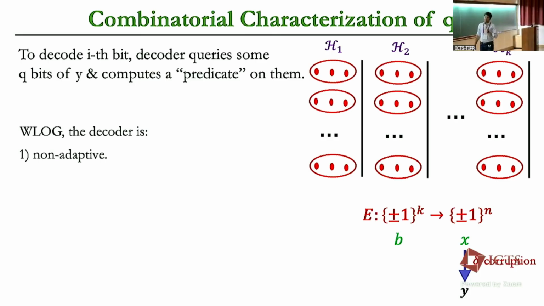Without loss of generality, we can assume that the decoder is non-adaptive. What does that mean? In principle, the decoder could query the first bit, then look at the answer, and based on the answer, decide what to query next, and so on. But it turns out you can just assume that it chooses the 4 bits to query in the beginning, once and for all. Why can you do this? It's very easy to observe why this is true. The way to think about it is, you imagine you had an adaptive decoder. Okay, you guess the queries and the answers to it.